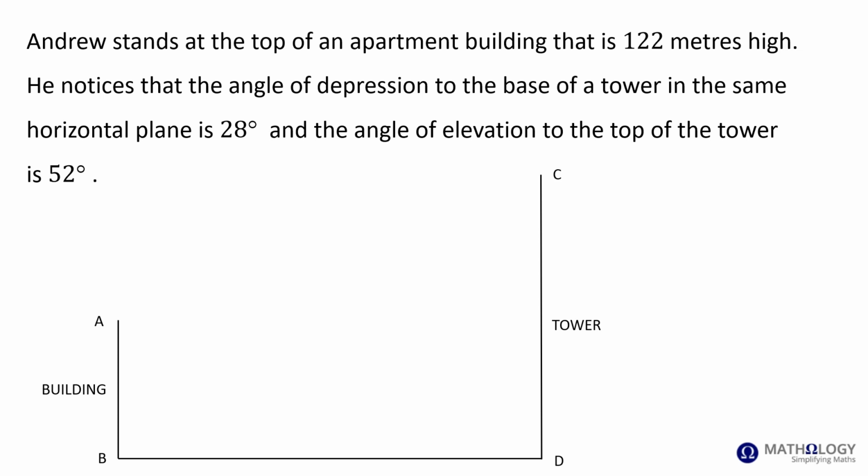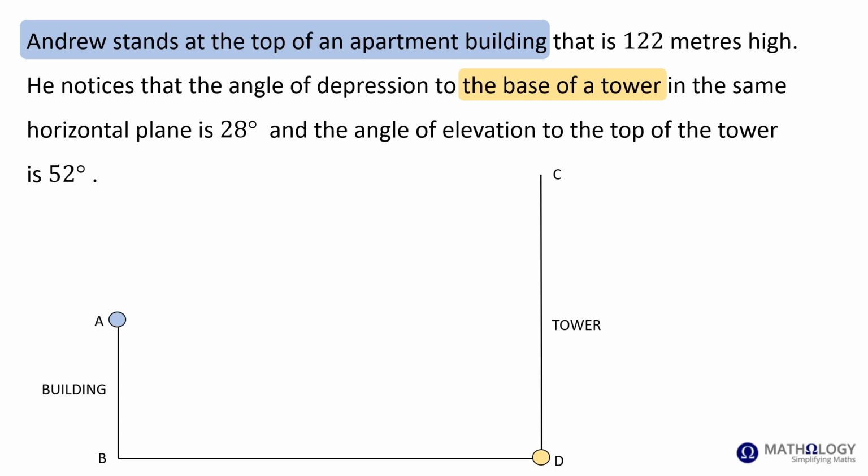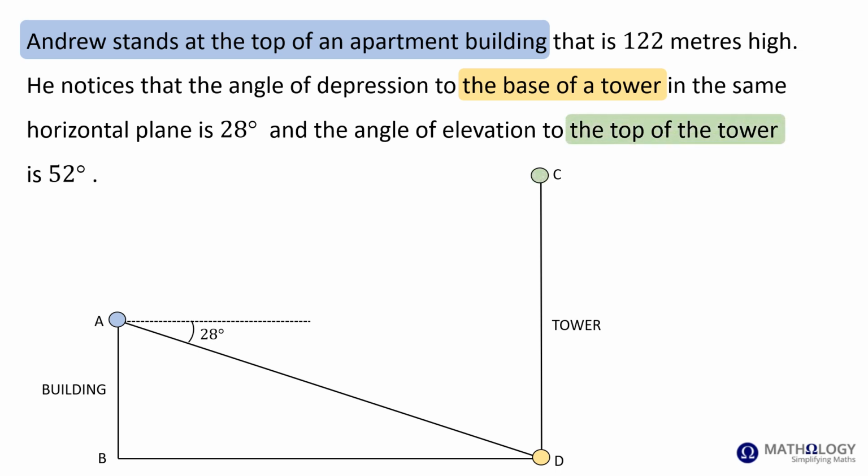From Andrew's position in the building, the angle of depression to the foot of the tower is 28 degrees. Andrew is at point A, and the foot of the tower is at point D. The angle of depression, 28 degrees, is measured between the horizontal and AD. The angle of elevation, from where Andrew is standing, to the top of the tower, is 52 degrees. The top of the tower is at point C, so the angle of elevation, which is 52 degrees, is measured between the horizontal and AC.